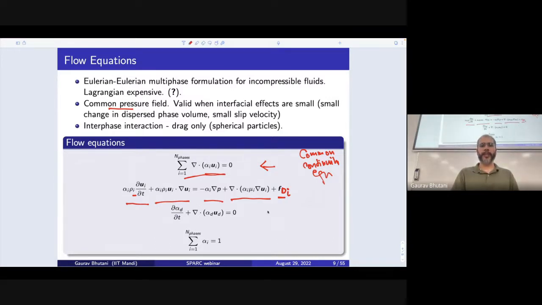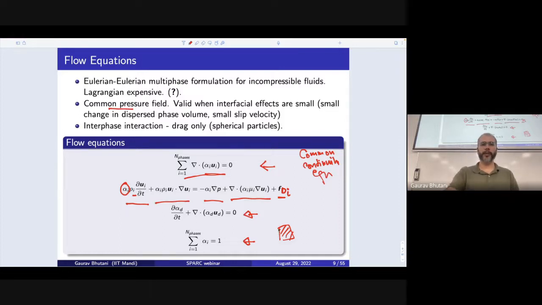Then, since we need the volume fraction in the momentum equation, we solve for it using a simple advection equation for volume fraction, which comes from mass balance. And finally, we have a compatibility equation, which is basically a conservation of mass again, which says that in a given representative small volume, the total amount of liquid and gas fraction adds to 1. We can either have a liquid or a gas inside it, nothing else.